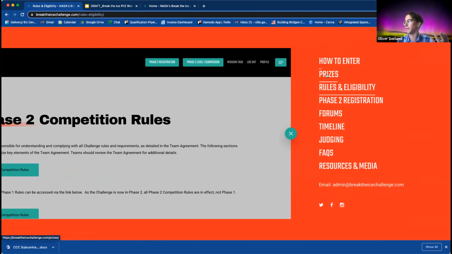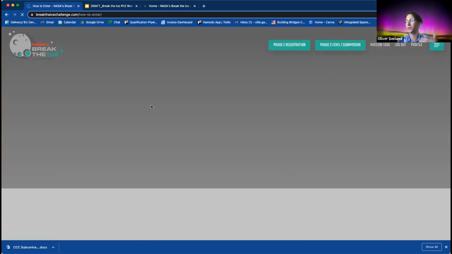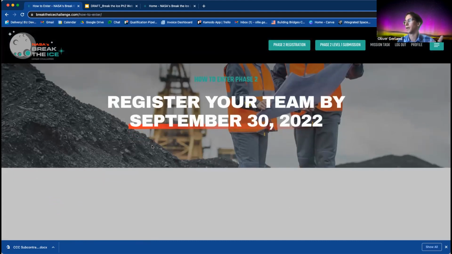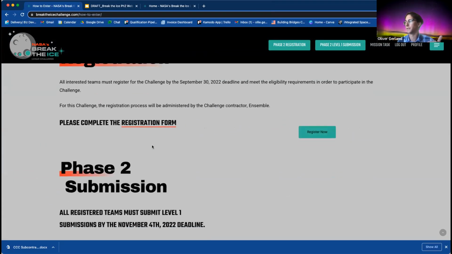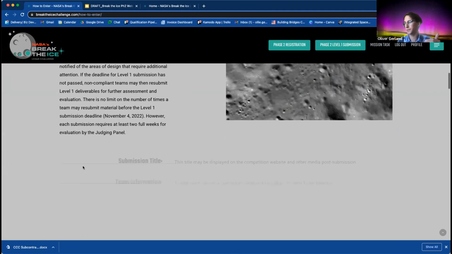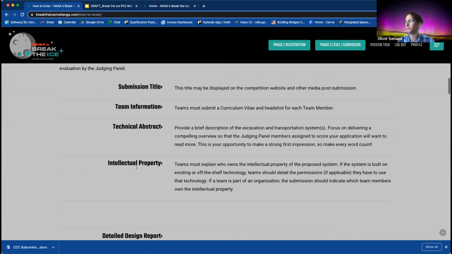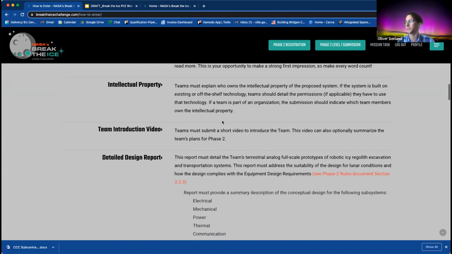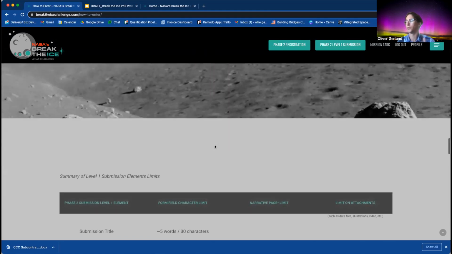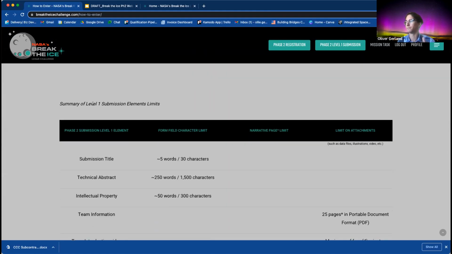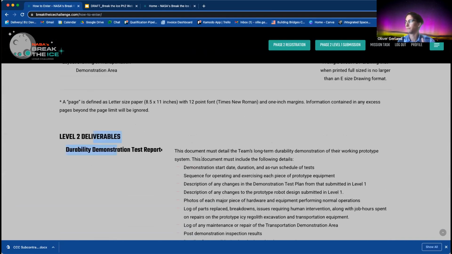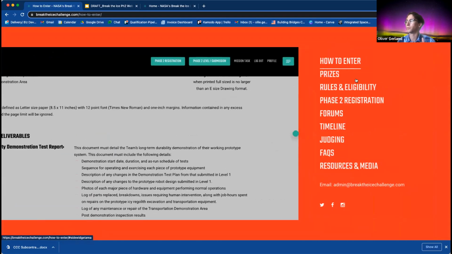We have a how to enter page, which will walk you through the process of registering and then submitting. And it also breaks out the specific level 1 deliverables that, again, we just went over: intellectual property, detailed design report, team introduction video, so on and so forth. And then it also speaks to level 2 as well. So I encourage you to look at the how to enter page.